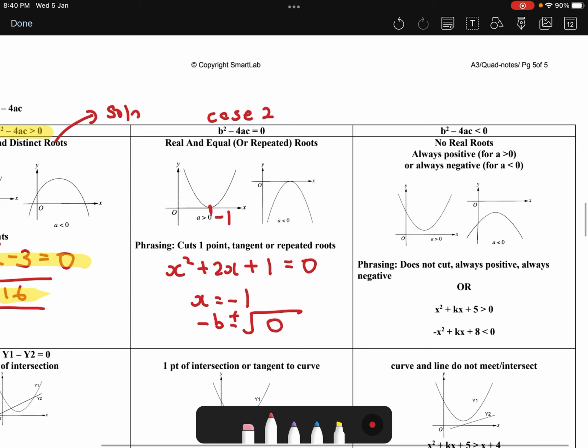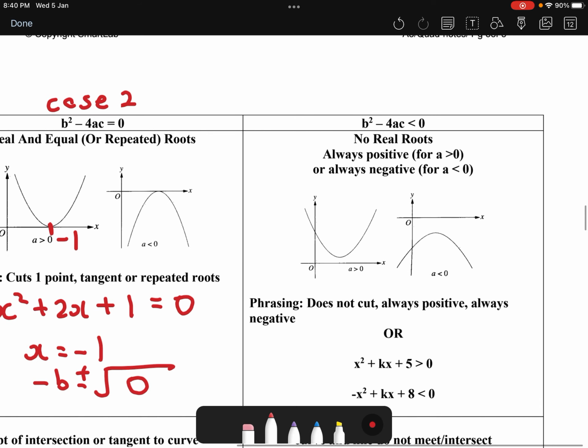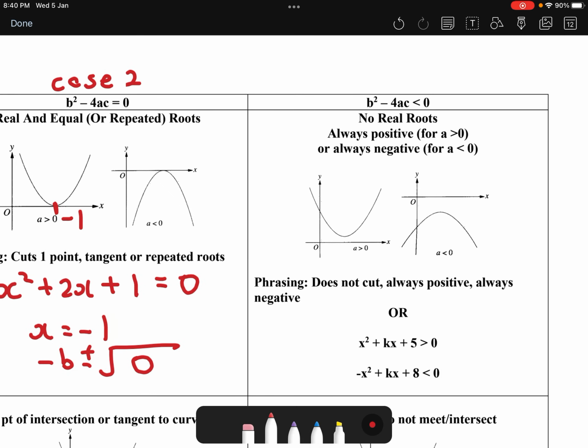Alright, now we move on to case 3. Case 3 is where I do not have any answer. If I do not have any answer, they are called no real roots, or they can phrase it in another manner, always positive. Always positive means if you look at this graph here, this graph is always above the x-axis. The second graph is at the negative portion, so this is what I call always negative. As long as you're always positive or always negative, you do not touch the x-axis. If you do not touch the x-axis, you do not have any answer.